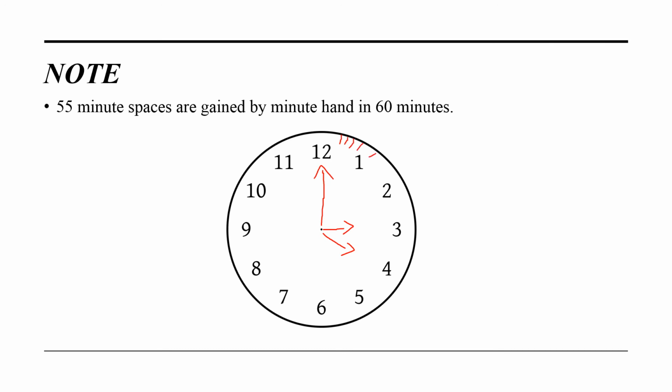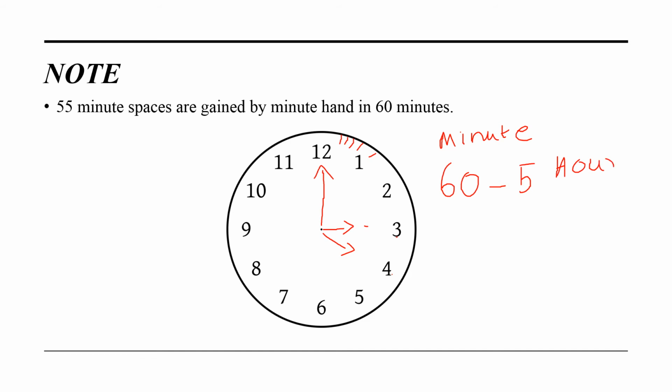Here, for getting 4 o'clock, the minute hand covers 60 minute spaces. Between 12 and 1 there are 5 minute spaces: 1, 2, 3, 4 and 5. Like this, there are 5 minute spaces between 12 to 1, 1 to 2, 2 to 3, 3 to 4. So the minute hand covers 60 minute spaces in 60 minutes, and the hour hand covers 3 to 4. How many minute spaces are there? 5 minute spaces. In 1 hour, the hour hand covers 5 minute spaces. The minute hand covers 60 minute spaces and the hour hand covers 5 minute spaces.